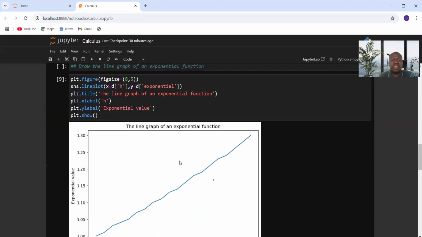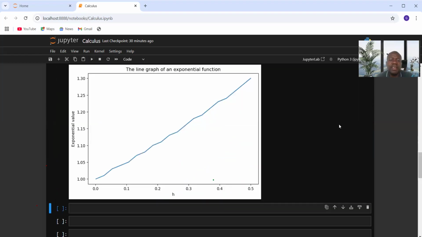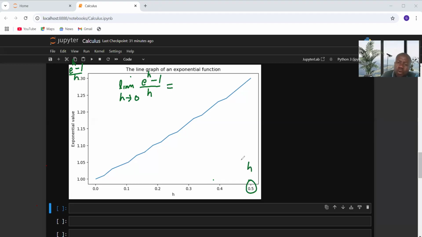Right, you can easily see that this is the line plot, ladies and gentlemen. So I want us to do the conclusion here. We want to know what will happen when the limit when h approaches 0 of e to the exponent of h minus 1 over h. By the way, the y-axis is the one which is e to the exponent of h minus 1 over h. Look at what is going to happen here. What is the initial value of h here? h is 0.5. What will be the limit when h approaches 0?